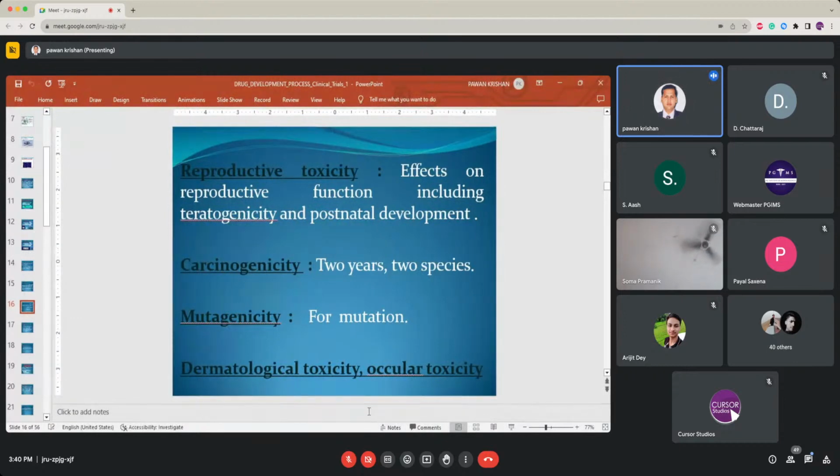Now see, these are just two lines. If we just see, these appear to be only two lines: effect on reproductive function and effect on teratogenic potential and postnatal development. If you see, it includes three components. That is, one is effect on the reproductive system of animals. Then, what is the effect of reproductive toxicity on the teratogenic potential? That is the embryo and fetus that are delivered. What is the effect on them?